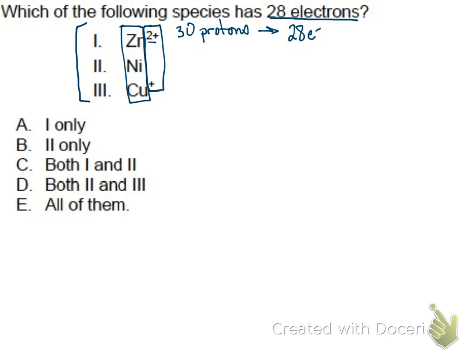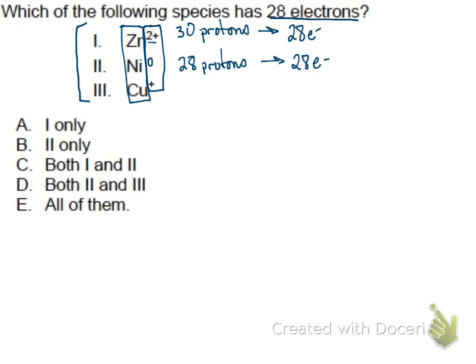Let's consider the others. We're also being asked about nickel. Nickel is element number 28, which means that there are 28 protons. In this case, the element is neutral. It has a charge of 0, which means that the number of electrons is equal to the number of protons, which means that there are 28 electrons.